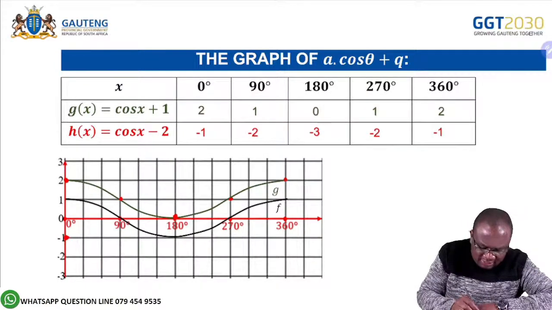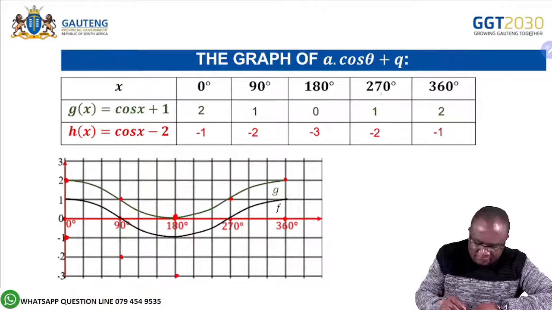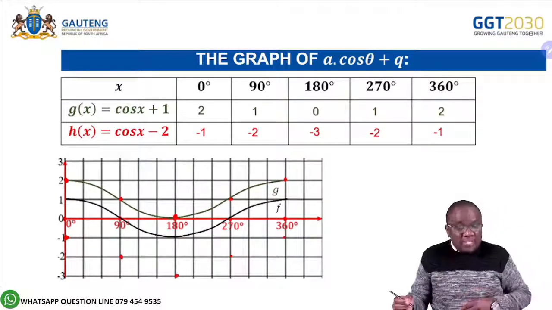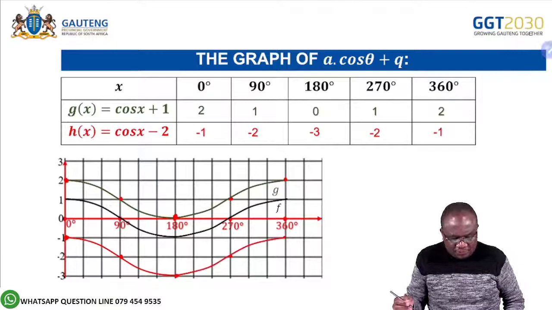90 degrees and -2, it should be here. 180 degrees and -3, it should be here. Then 270 and -2, it should be here. Then 360 and -1, it should be here. And then we sketch our graph of h of x, which is this.